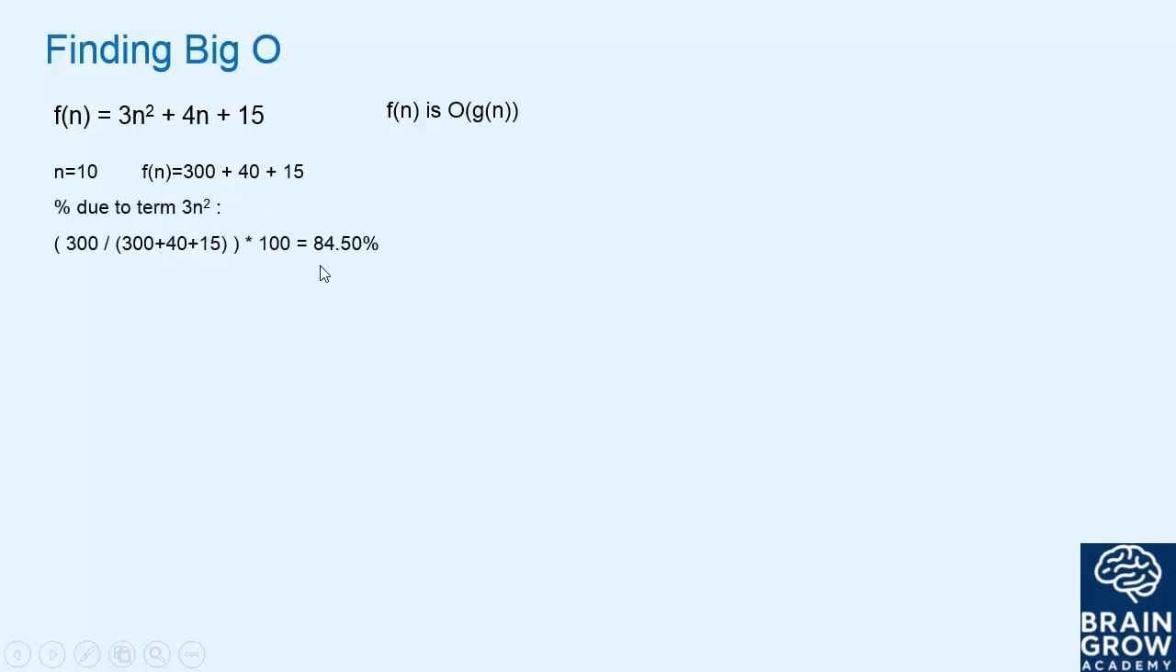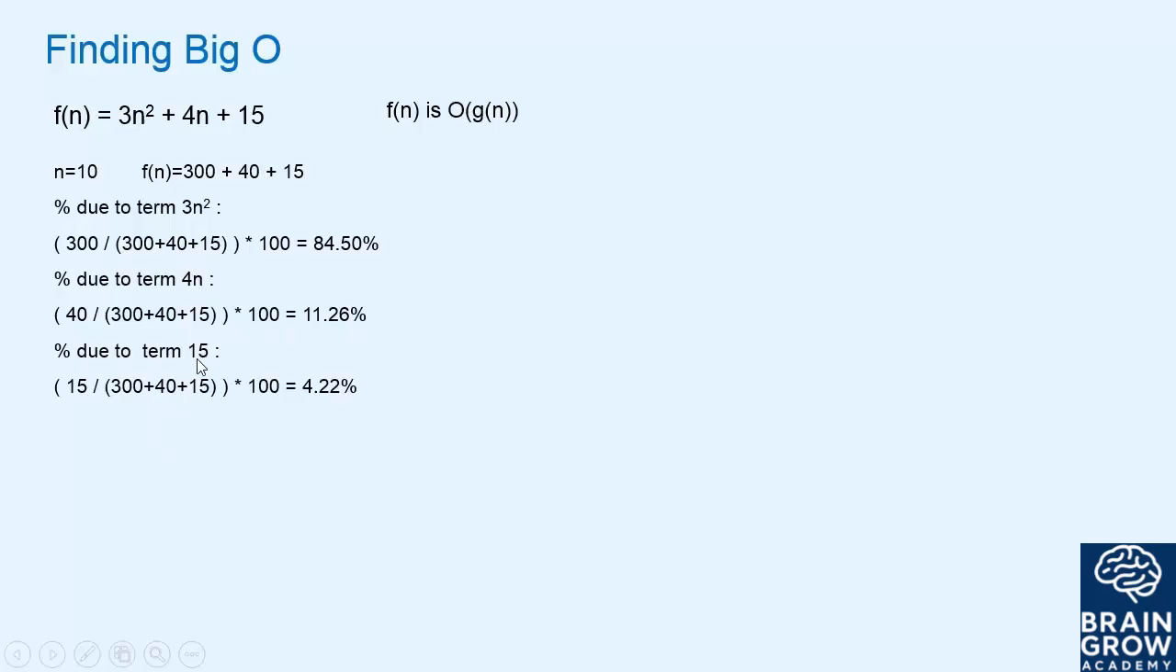In this lecture, we will see how to find the big O for a function. Suppose we have this function f and we have to find order of this function. So we have to find a function g such that f of n is big O of g of n. The rules for doing this are simple, but before using those rules, we'll try to understand the logic behind them. When value of n is 10, value of function f is this. Now in this value, contribution of this term 3n square is 84.5%. Contribution of this term 4n is 11.26% and contribution of this constant term 15 is 4%.